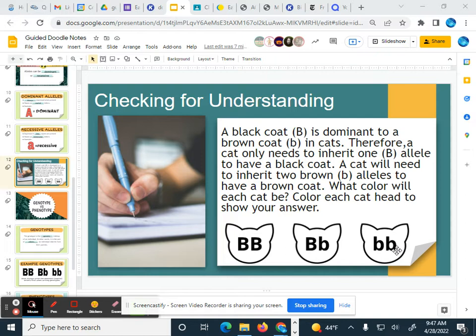Okay, you should have said that this cat has a brown coat because there is no capital B's, which means there is no dominant allele present. And the converse of that is that there are two recessive alleles present, which is the only way you'll express the recessive trait. Okay, nice job at that.